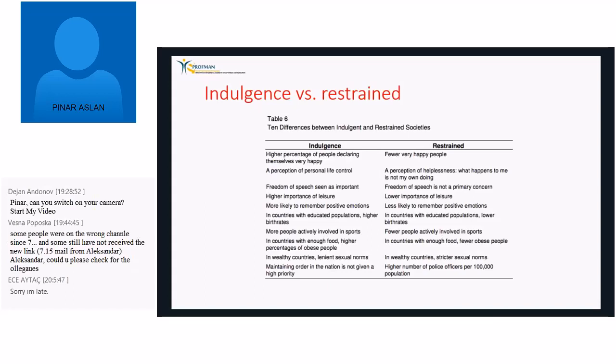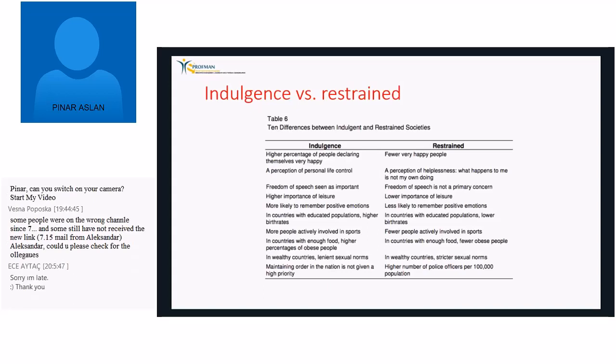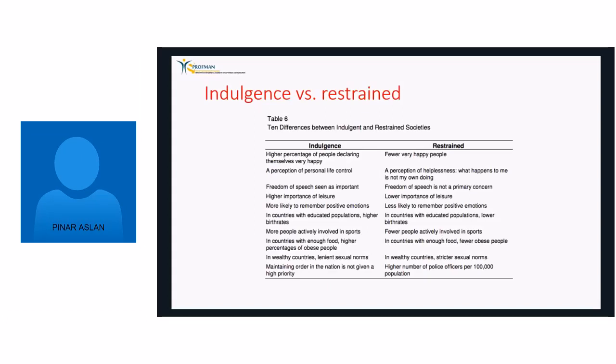And in indulgent societies, in countries with enough food, higher percentages of obese people. And in restrained countries, in countries with enough food, fewer obese people. And in indulgent societies, in wealthy countries, sexual norms are lenient. And in wealthy countries of restrained societies, stricter sexual norms are present. And the last one. In indulgent societies, maintaining order in the nation is not given a high priority. And in restrained societies, higher number of police officers per 100,000 population.